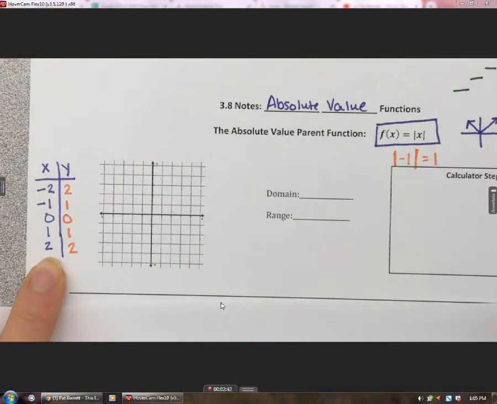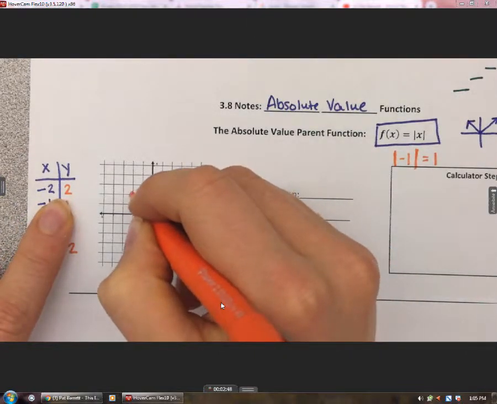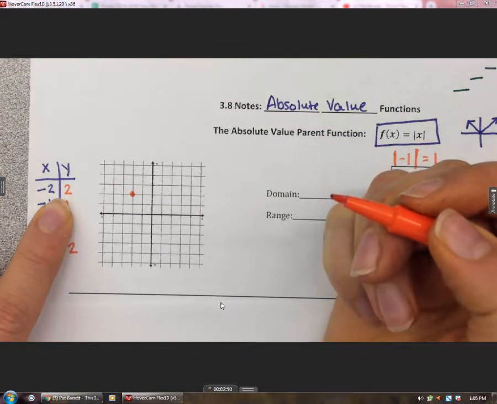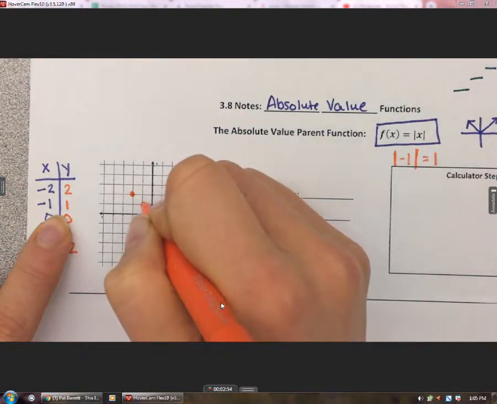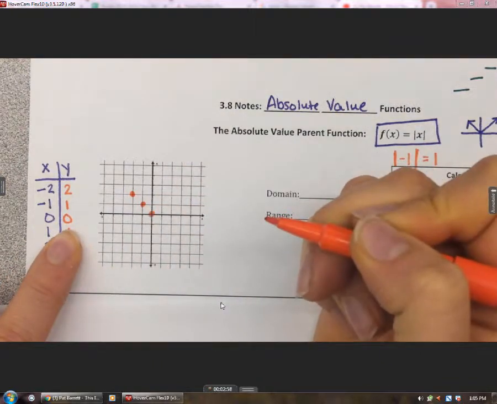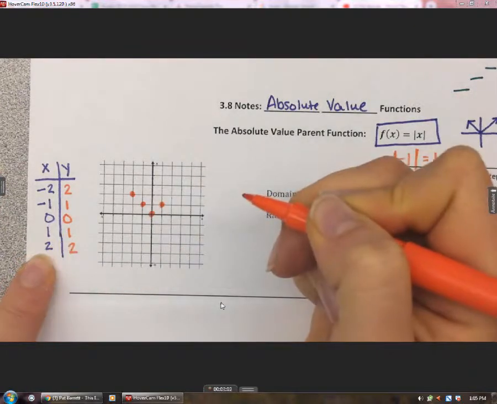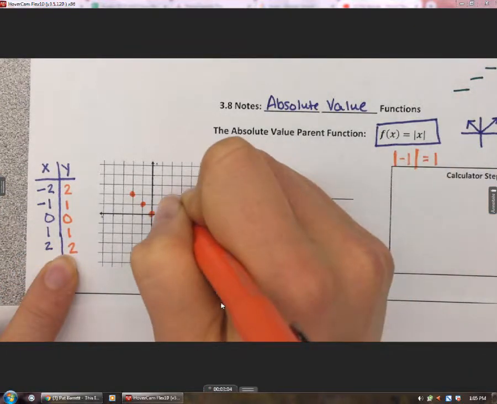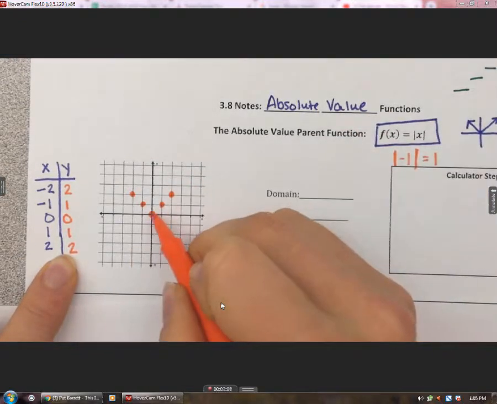So let's graph these points. Let's see what it looks like. I'm going to have -2. I'm going left 2, up 2. There's a point. -1, 1. 0, 0. 1, 1. Over 1, up 1. Over 2, up 2. Whoa, check that out. It is a V. I didn't lie to you.